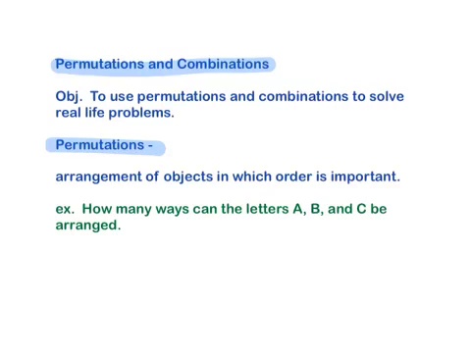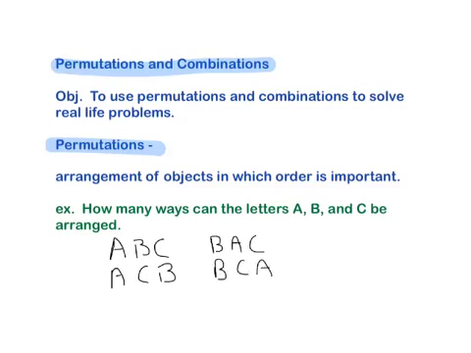And our permutation is the arrangement of objects in which order is important. For example, how many ways can the letters A, B, and C be arranged? So I need to arrange these three letters, A, B, and C. So let's look at our possible ways of doing this. I can have A, B, C. I can have A, C, B. I can have B, A, C, B, C, A. And I can have C, A, B, C, B, A. So I'm going to have 6 ways.